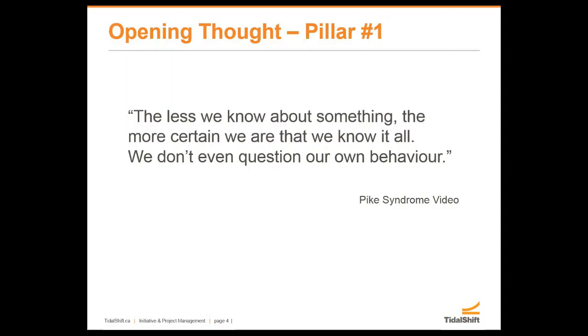Now, when I was preparing this session, and when I started to build this 4-pillar model, the first one for me was obvious: awareness. Without this awareness, if we don't know where we are, what we're doing, what our situation is, we're not going to be effective. And one of the classic experiments that has been done, like 100 years ago, is called the pike syndrome.